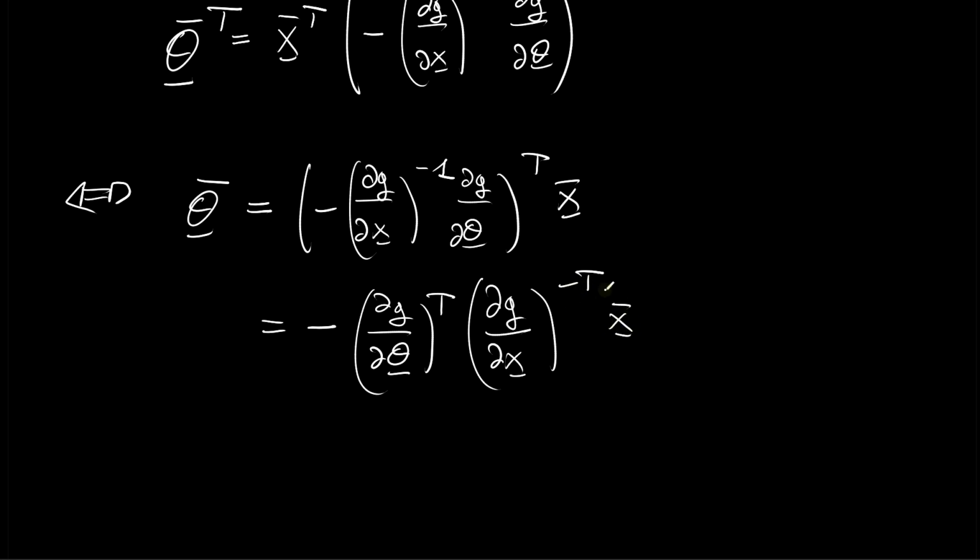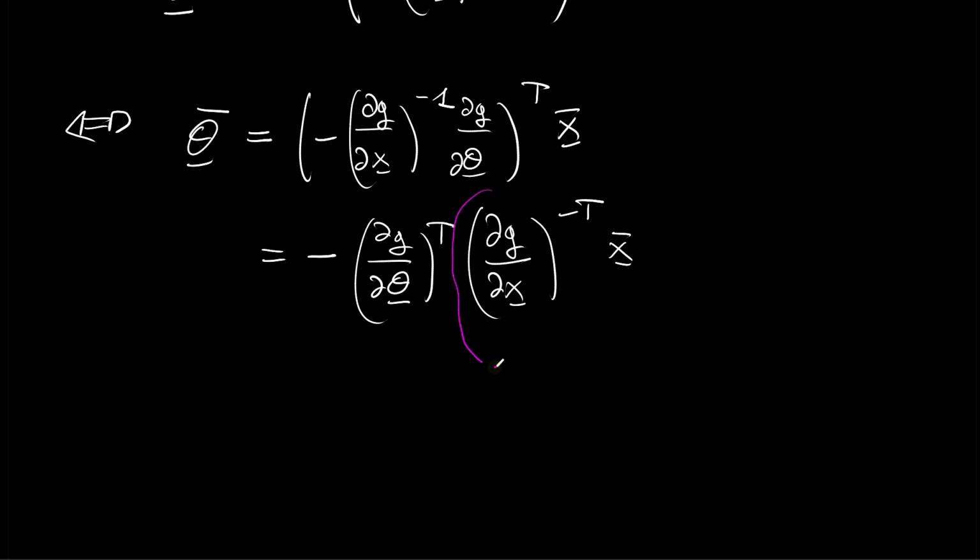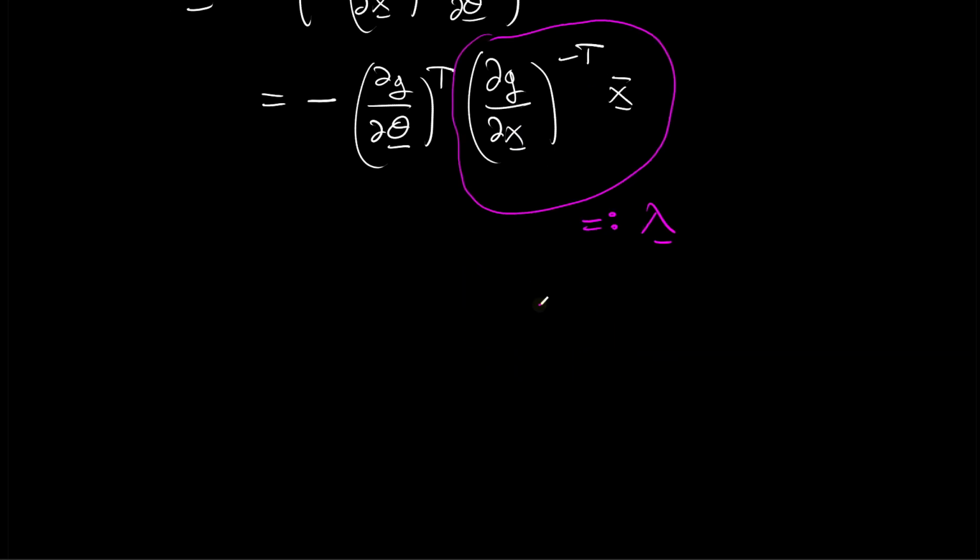And here again, since there's no -1 in the exponent, but it's still the inverse, which again shows we have to solve a linear system of equations. Let me make that a little bit more verbose by defining this one to be a vector lambda. So the vector lambda is given as dg with respect to x in brackets to the minus transpose, so inverse of the transpose, multiplied with x bar.